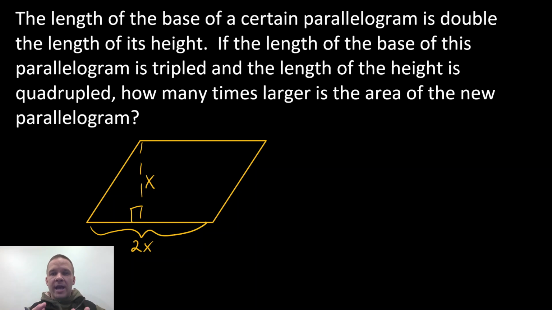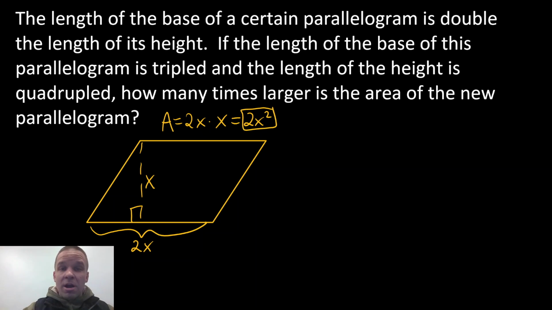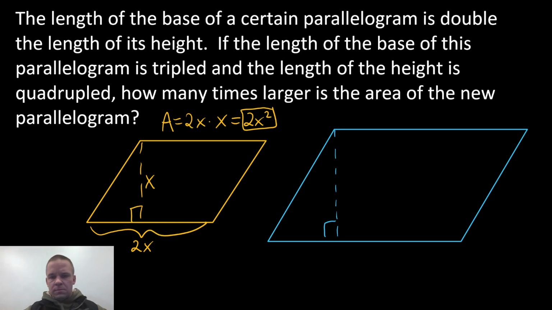Now it says that the length of the base of this parallelogram is tripled and the height is quadrupled. How many times larger is the area of the new parallelogram? Well, how about this? Let's first get an area formula for this one, which is just base times height. So that'd be 2x times x, which is 2x squared. So at least we've got the area of our original parallelogram, right? Now let's throw down a new parallelogram. Shall we? We shall. All right.